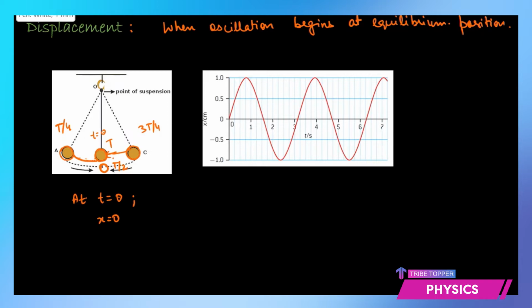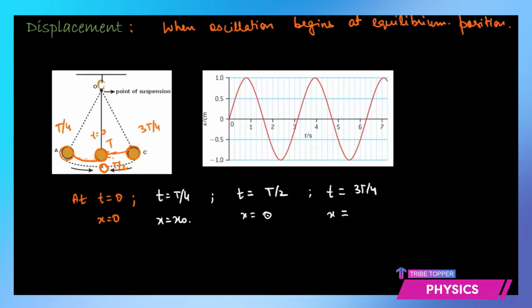So at t is equal to 0, x is equal to 0. Then at t is equal to T by 4, your x is equal to x naught. That's the maximum displacement. Then at t is equal to T by 2, you again reach back at the position 0. Then at t is equal to 3T by 4, you will reach the position x is equal to x naught again, because at 3T by 4 you are on the other extreme. And then lastly, t is equal to capital T, that's one full time period done, and you are back to the original position, which is the mean position.